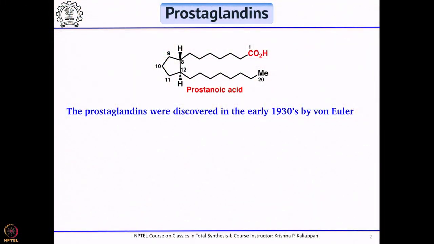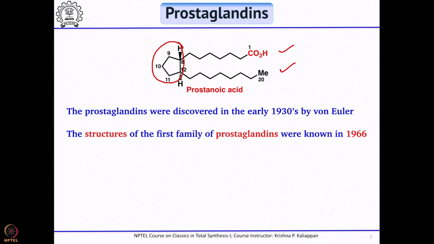The prostaglandins, as you can see, have a cyclopentane with two side chains. This is the core structure of prostaglandin, which we can call prostanoic acid. Most of these prostaglandins were discovered and reported in the early 30s by von Euler. Of course, it was not easy to elucidate their structures. It took more than 35 years to elucidate the correct structure of prostaglandin.